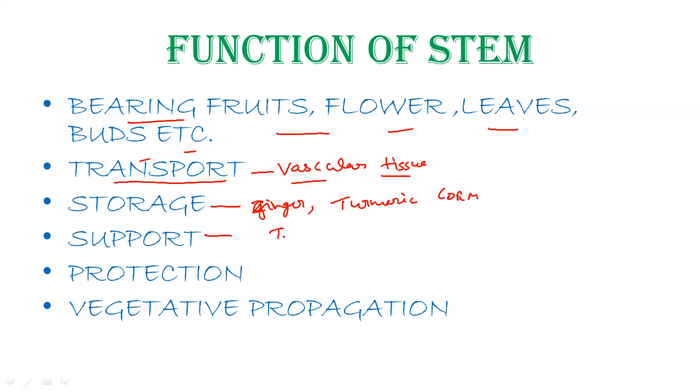Support, tendril provides support to weaker plants. Protection, thorn in bougainvillea protects from grazing animals. Vegetative propagation, runner, sucker, stolen are examples of vegetative propagation. So the topic is done here.